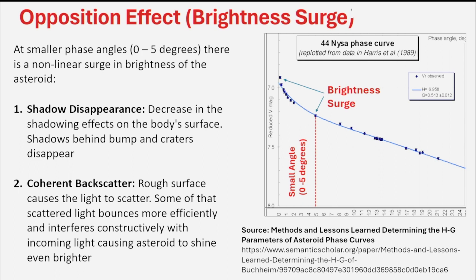Of course, this is an object, there's many bumps, there's many craters, and these cause shadows on the surface of the asteroid. But when the sun is directly behind the observer, then the shadows will disappear, causing a huge increase in the brightness of the asteroid. At the same time, most of these asteroids have very rough surfaces, which causes the light to scatter as it reflects off the asteroid. And sometimes when this light scatters, it interferes constructively, causing an actual increase in the brightness of the asteroid.